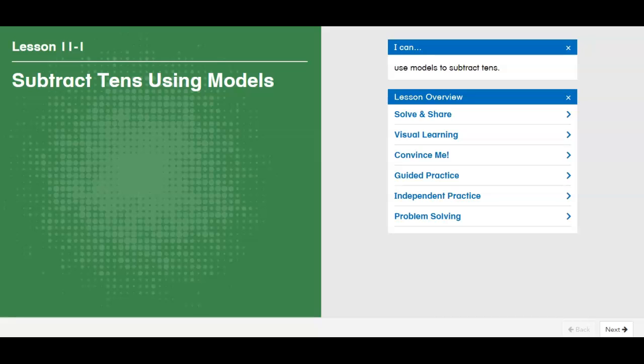For our math lesson today, we are beginning Topic 11, Lesson 1. In Topic 11, Lesson 1, we are going to be learning about subtracting tens using models. Our learning intention for today is I can use models to subtract tens. Let's get started.